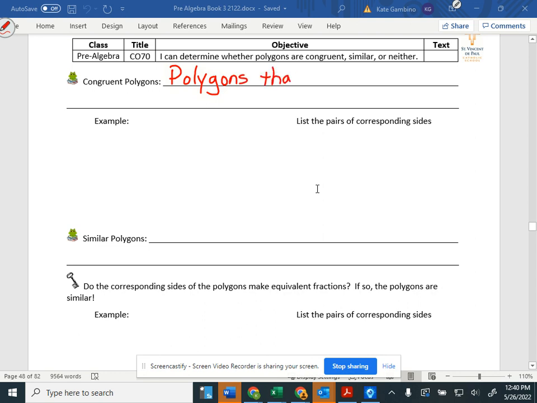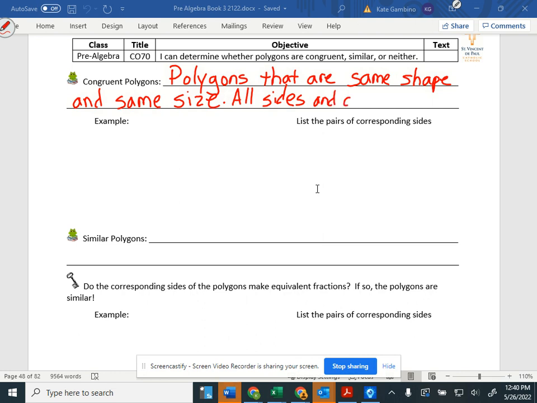that are the same shape and same size. All sides and angles are congruent.